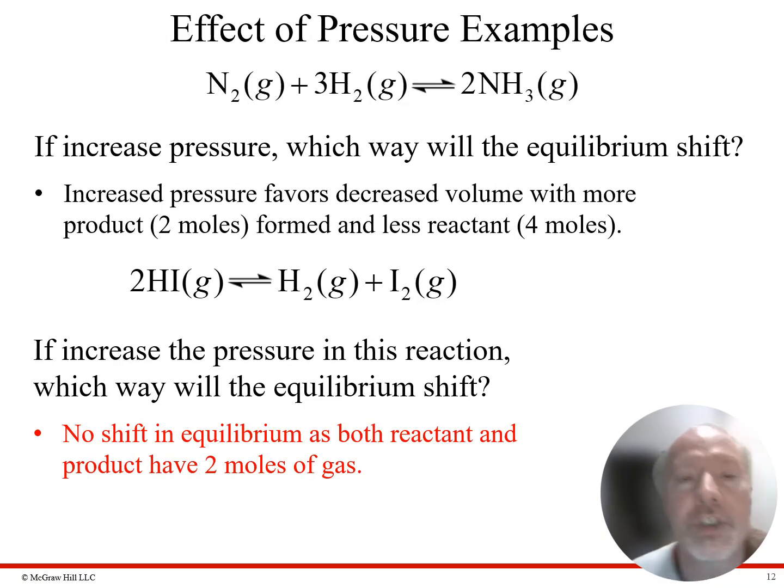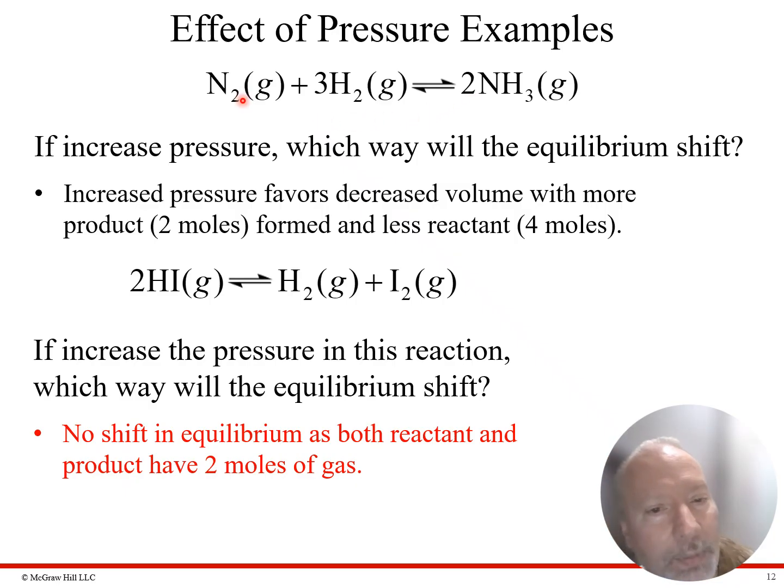So, effect of pressure example: we go back to the ammonia synthesis reaction with nitrogen gas and hydrogen gas. If we increase the pressure, which way will the equilibrium go? Well, I'm going to turn on the laser. Here we have only 1 gas mole, and then we have 3. So we have 4 moles of gas here versus only 2 moles of gas here.